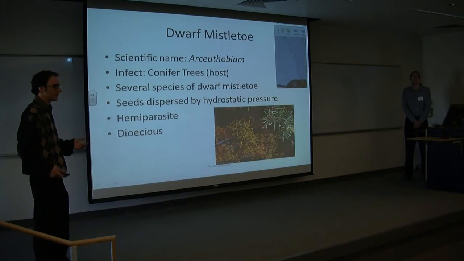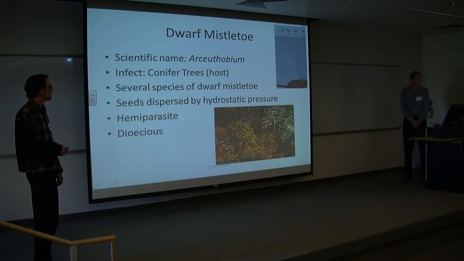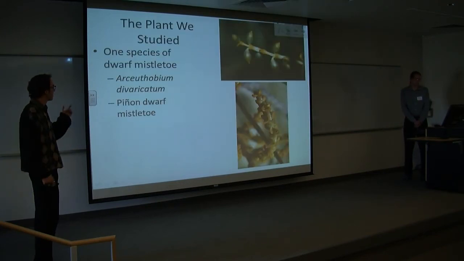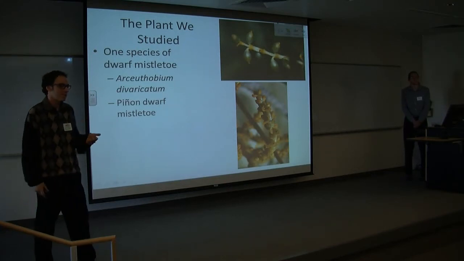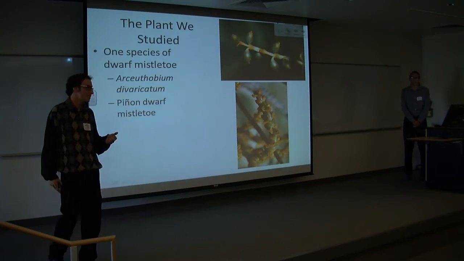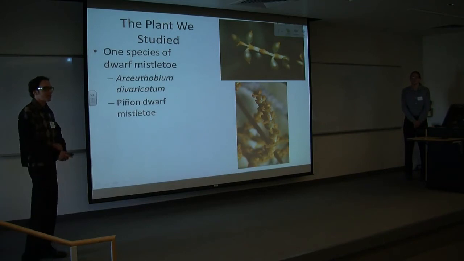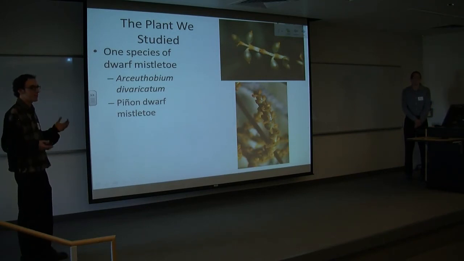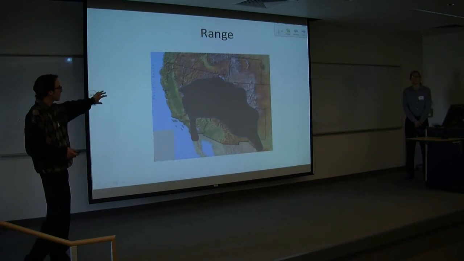It is dioecious, meaning it has male and female versions of this plant. And it infects 6 conifer trees across the world. Now, the specific type of dwarf mistletoe we're looking at is called Arceuthobium divaricatum. And I'm just going to refer to this as dwarf mistletoes for the rest of this presentation, for your sake, not having to hear that over and over again. But one thing specific about these, they're found in the southwestern United States, and they're known to infect pinyon. This is their range right here.